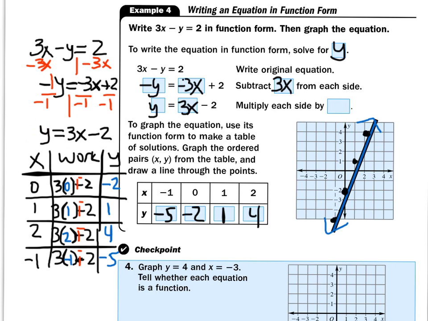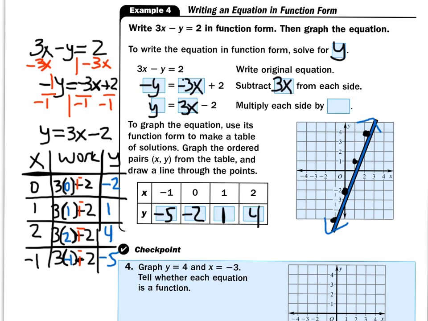Now that I solved for y, I can do my x column, work column, y. Okay? And so I'm going to come up with some easy values for x: 0, positive 1, positive 2, negative 1. For my work, I copy the expression 3 times x minus 2. And I keep doing that, 3 times x minus 2, all the way down. And now I plug the numbers in one at a time. I plug 0 in. 3 times 0 is 0, plus negative 2 is negative 2.